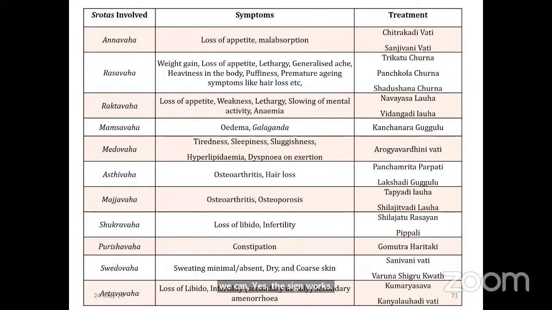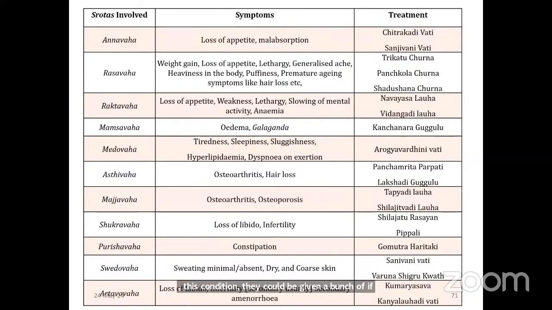According to the involvement of srotas and specific symptoms of hypothyroidism, there is specific treatment. If Annavaha srotas is involved and there is loss of appetite or improper absorption of digested food, then Chitrakadi Vati or Sanjivani Vati can be advised. If the patient has weight gain, loss of appetite, lethargy, generalized body ache, heaviness in the body, puffiness, in this condition Trikatu Churna, Panchakol Churna or Sadushan Churna can be given.